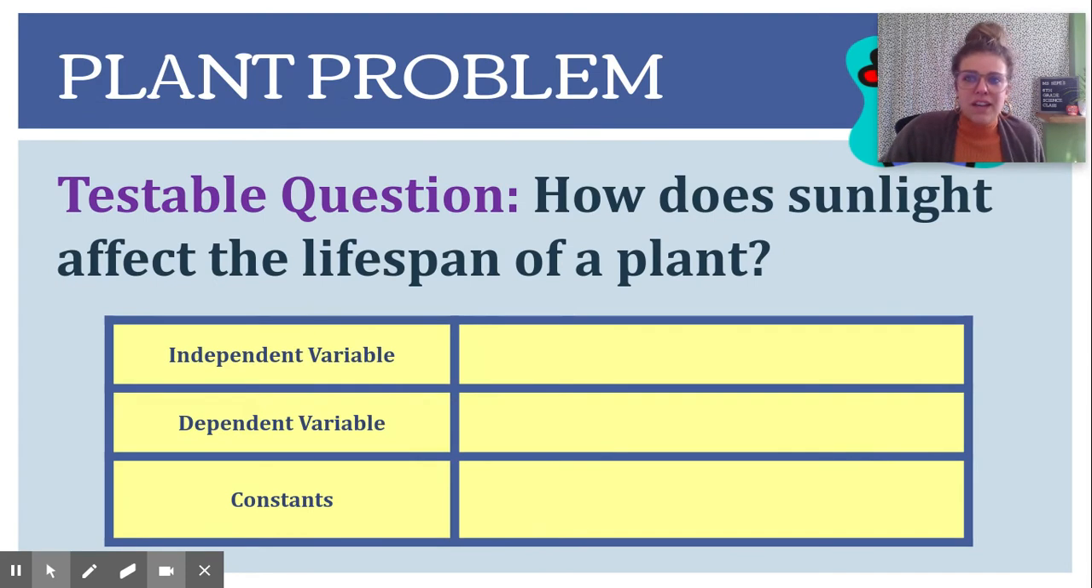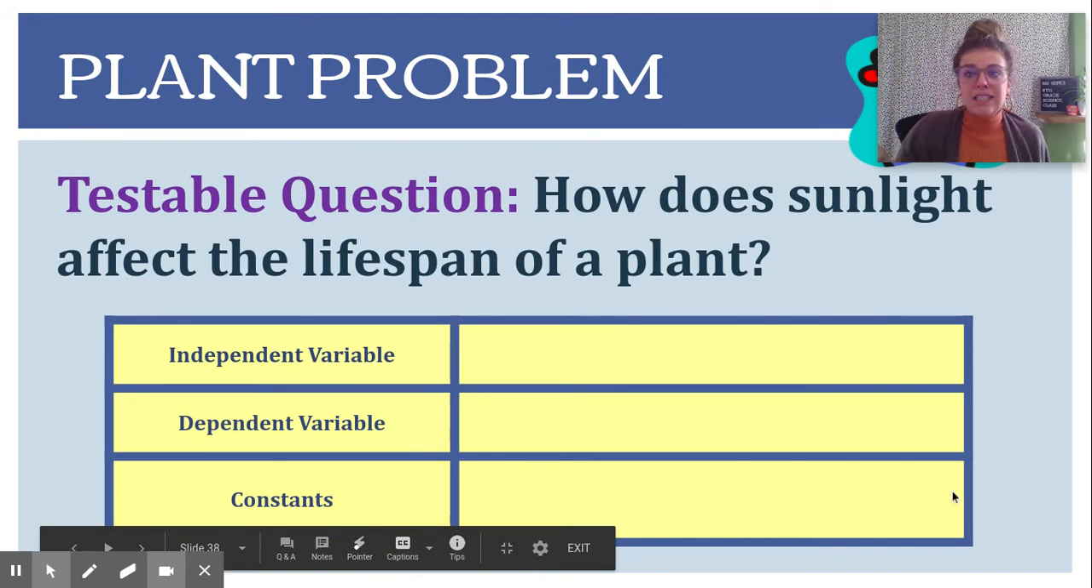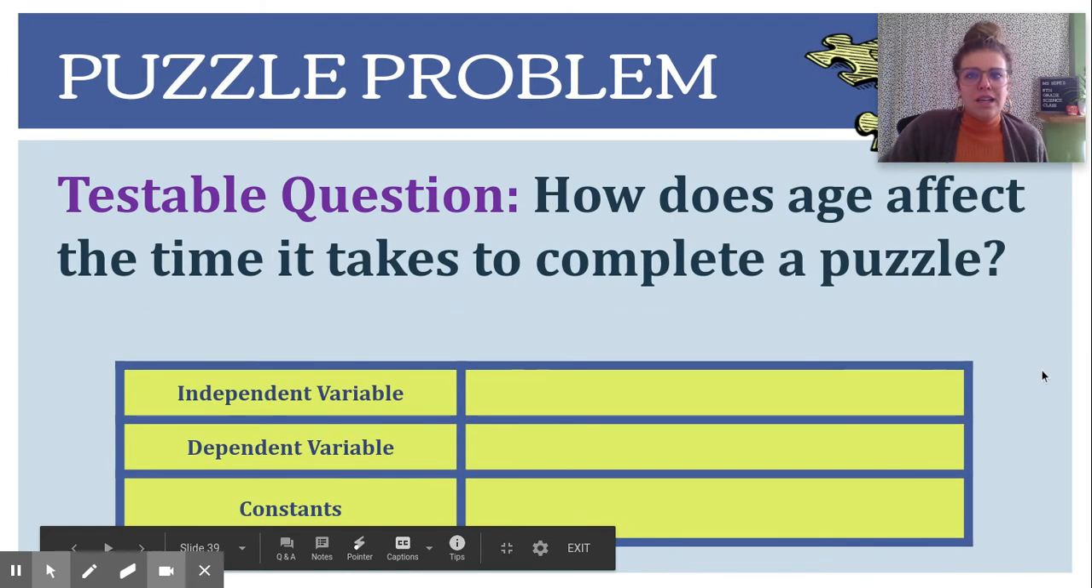Here's another problem. How does sunlight affect the lifespan of a plant? Our independent variable is the sunlight. That's what the scientist is going to change. The dependent would be the lifespan of the plant. And constants here, now your constant would be the water, because you'd want the water to be the same if you're testing sunlight.